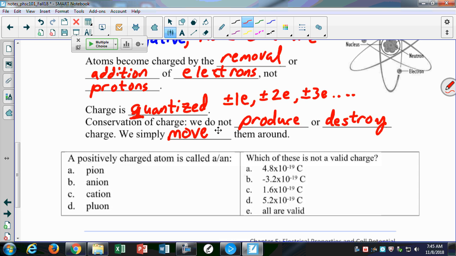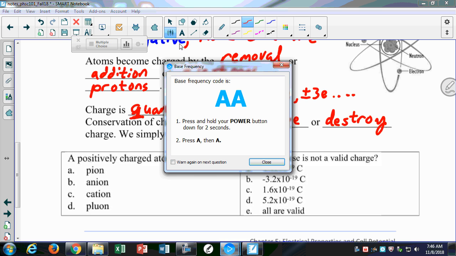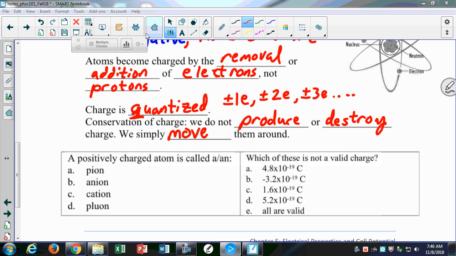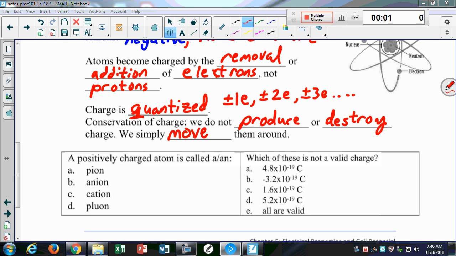All right, let's try some of these questions here. No, that's not it. So it's the charge is quantized. It's just a basic property of charge.